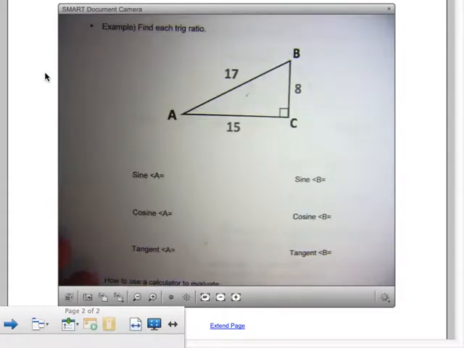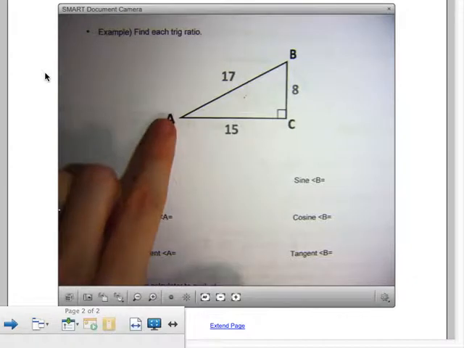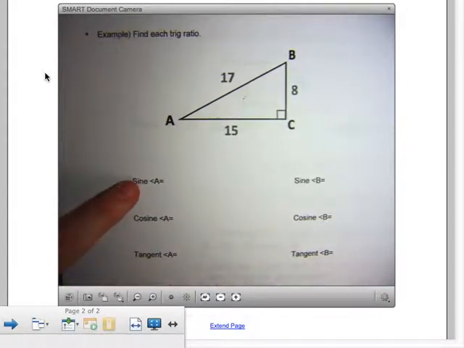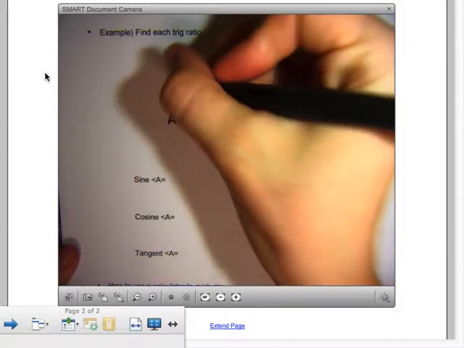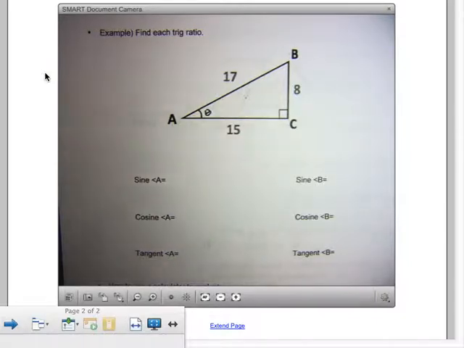Okay, so if you go to the back of your notes, we're going to find each trig ratio. Let's just look at the first 3 over here: sine, cosine, tangent. I'm dealing with angle A, so angle A I'm going to label as theta. Let's ignore the numbers for now and label opposite, adjacent, hypotenuse.